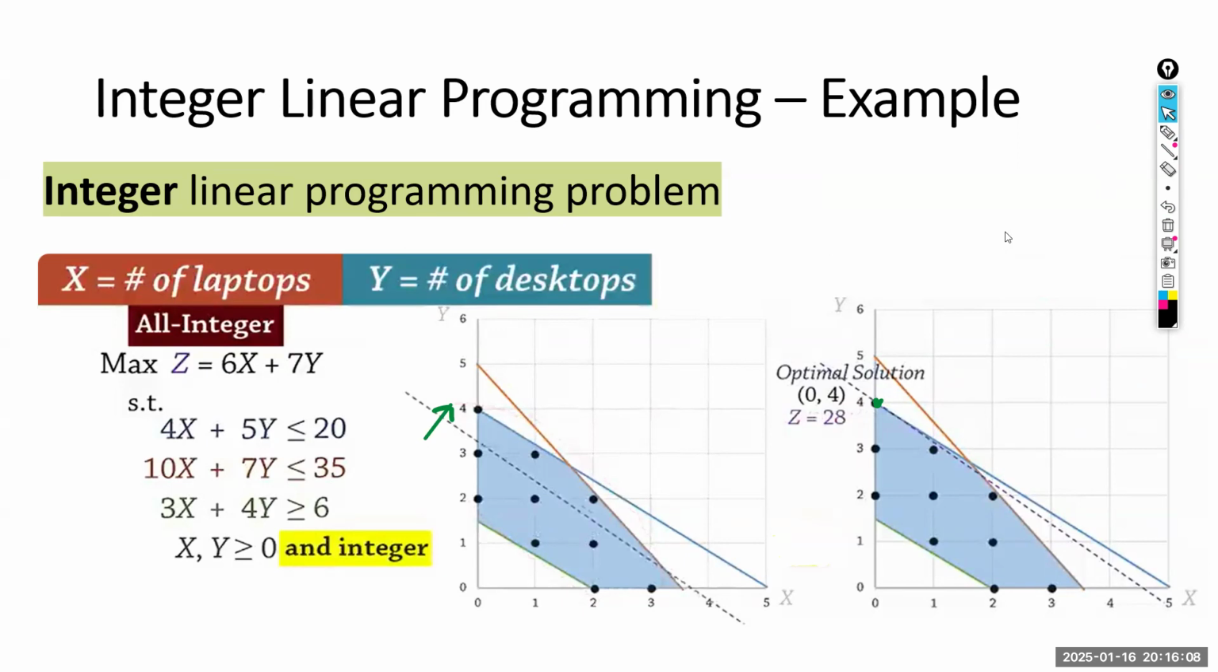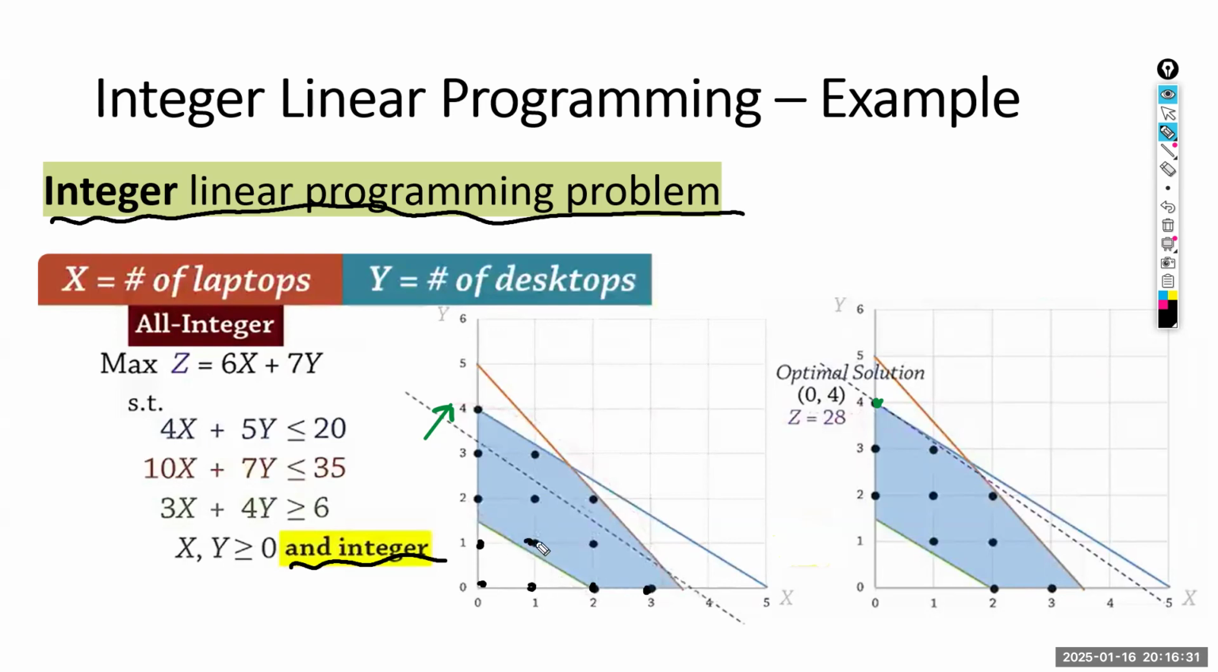Right. So this is the same question. Now we have converted it to an integer linear programming problem. Same constraint and same maximization. Only thing is now we have said x and y are integers. Now when we say x and y are integers, these are the possible points now.